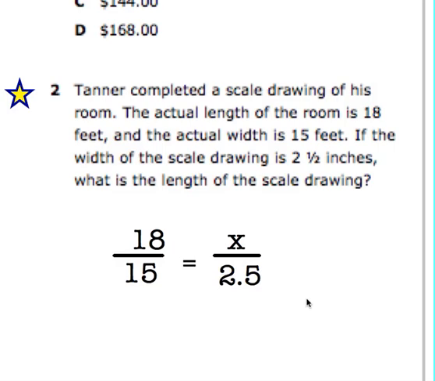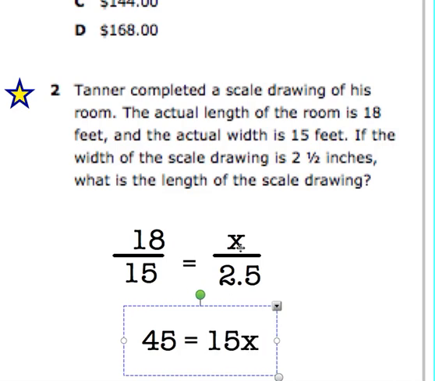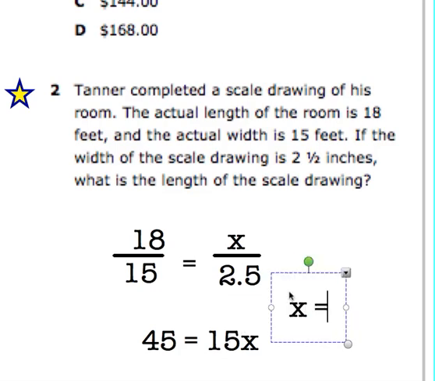When we cross multiply, we see that 18 times 2.5 is 45. And 15 times x is 15x. We divide both sides by 15 to get rid of the 15, and we see that x equals 3. So the length of the scale drawing should be 3 inches.